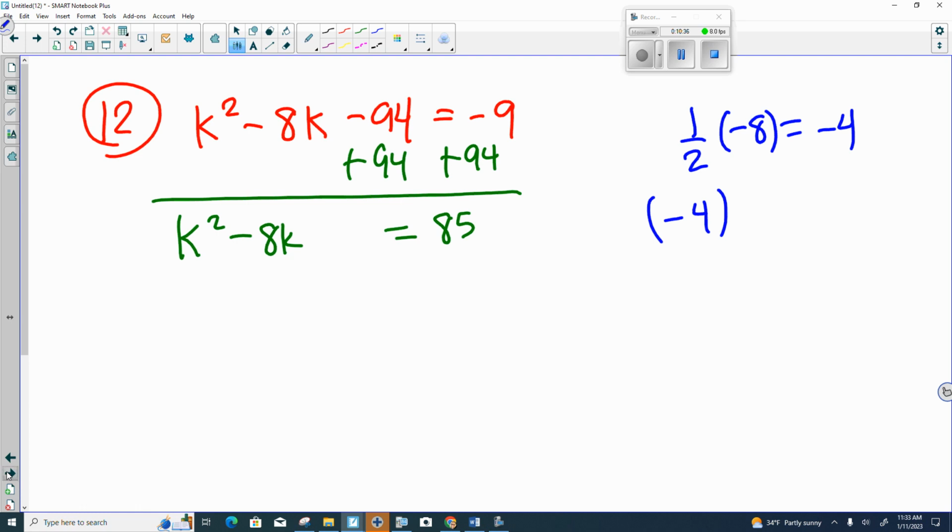Not sure. Okay. We'll go to you, Sophie. What do I have to do to it? I got to square it. And Josh, what do I do with that 16 now that I found it? We add it to both sides.